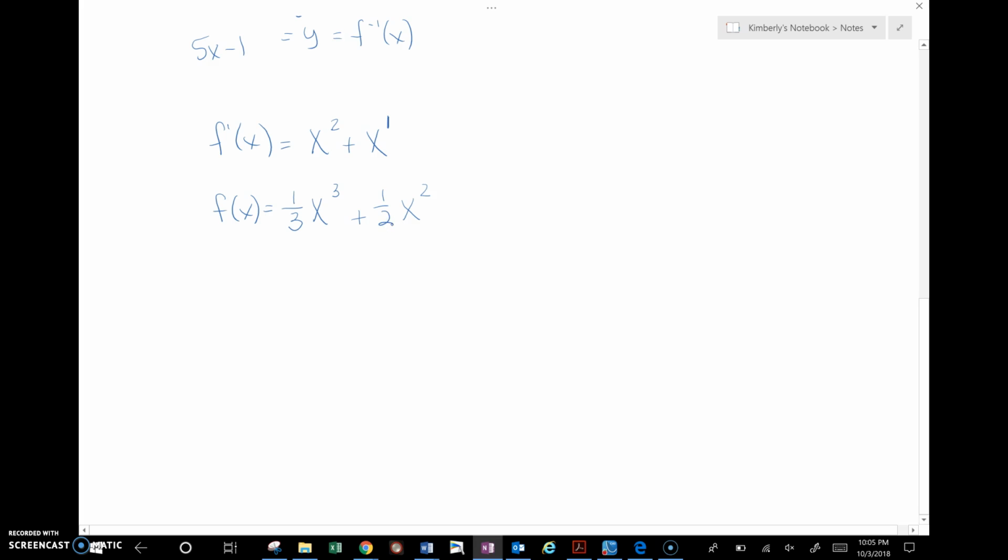The cool thing about taking an antiderivative is that you can always check your work by taking the derivative. So is the derivative of 1/3 x cubed indeed x squared? And I think you can see it is. And the derivative of 1/2 x squared, is that x? So let's talk about this again. If you have a function f prime of x equals ax to the n, then the function is ax to the n plus 1, and you take the new exponent and divide it into the existing coefficient.